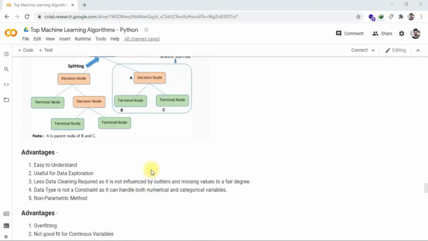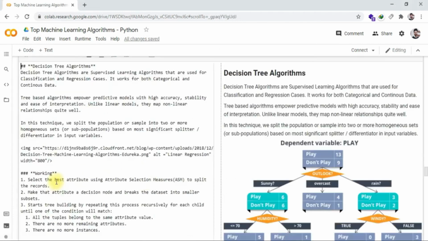So now I will tell you about the advantages and disadvantages of the decision tree.